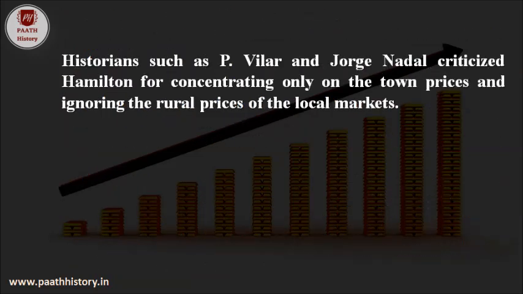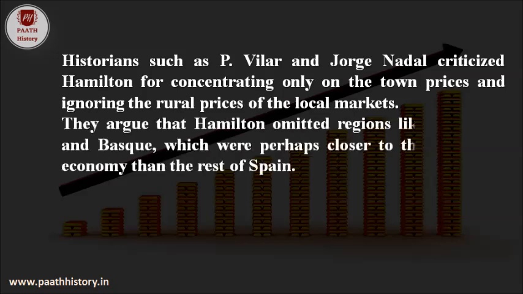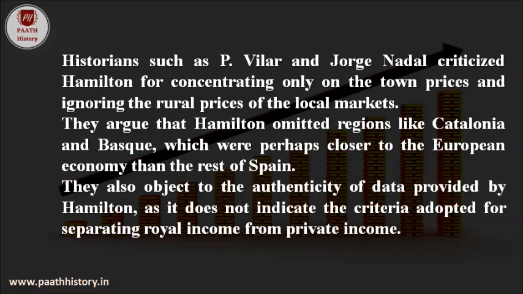Historians such as P. Wheeler and George Nadal criticized Hamilton for concentrating only on the town prices and ignoring the rural prices of the local markets. They argue that Hamilton omitted regions like Catalonia and Basque, which were perhaps closer to the European economy than the rest of Spain. They also object to the authenticity of data provided by Hamilton, as it does not indicate the criteria adopted for separating royal income from private income.